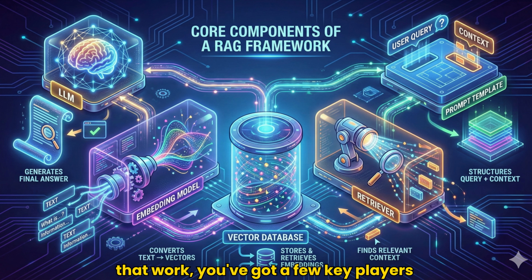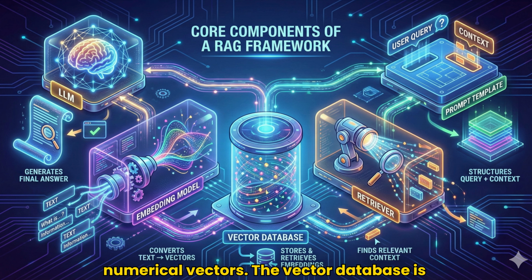And to make all that work, you've got a few key players on the team. You have the LLM, that's the brain of the operation, generating the final answer. You've got the embedding model, which is like the expert translator, turning text into those numerical vectors. The vector database is like a specialized, super fast library designed specifically to store and search for those vectors. The retriever? That's the master librarian who knows exactly how to find the right information fast.